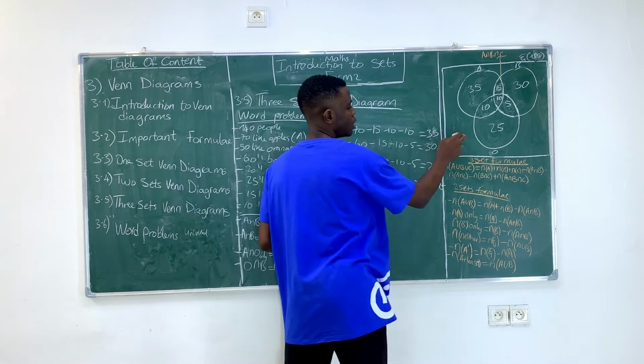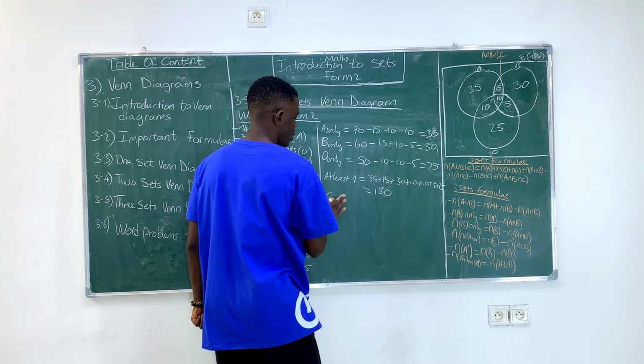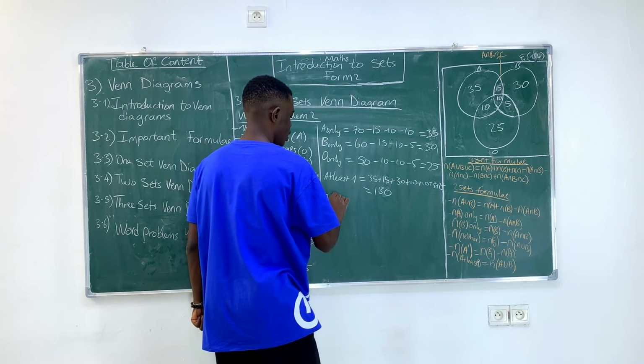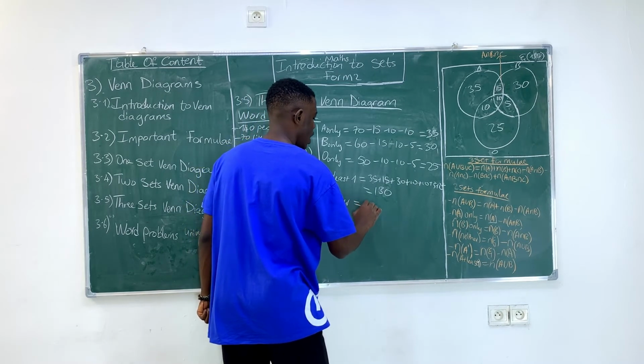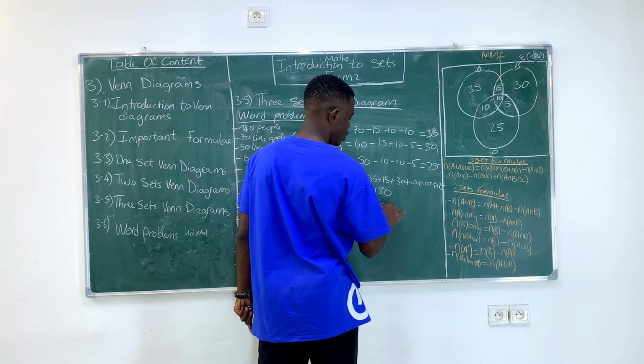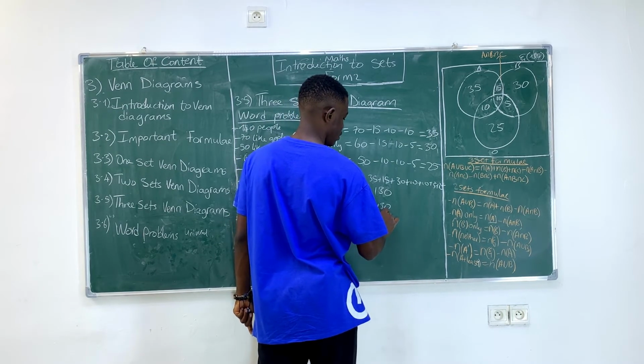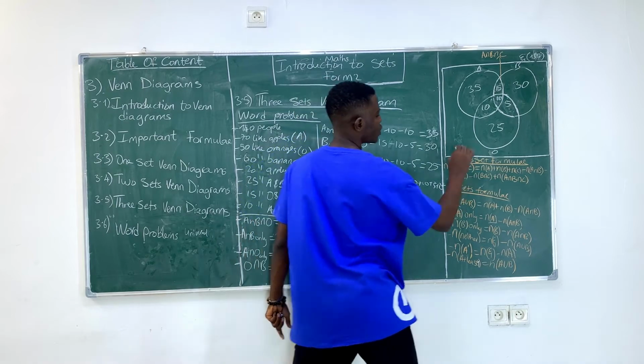So now I know the number of people that are here. How do I do? I do my epsilon minus. I'm going to know the neither. I'm going to do my epsilon minus 130. Epsilon is 135. That's going to give me 5.